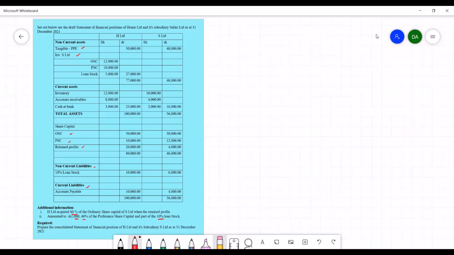Now we have prepared various adjustments which we are going to use to prepare this particular statement of financial position. We are required to prepare the consolidated statement of financial position for H Limited and its subsidiary Safari Limited on 31st December 2021, which we prepare as follows. Now this is Home Limited Group. The statement of financial position.